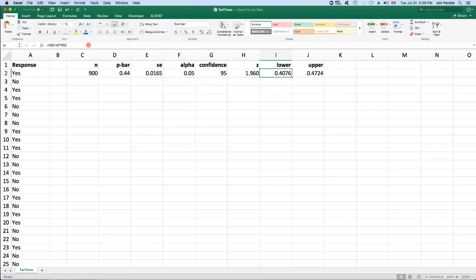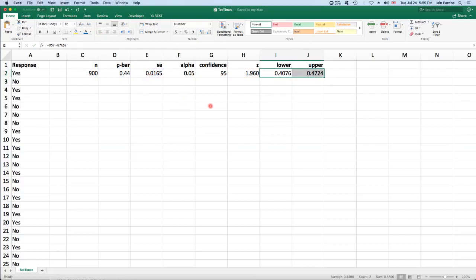And then the interval, as usual, is the point estimate, p bar, minus the Z critical value times the standard error. That's the lower bound. The upper bound is p bar plus Z critical value times standard error. So we're 95% confident that the population proportion is in our interval.